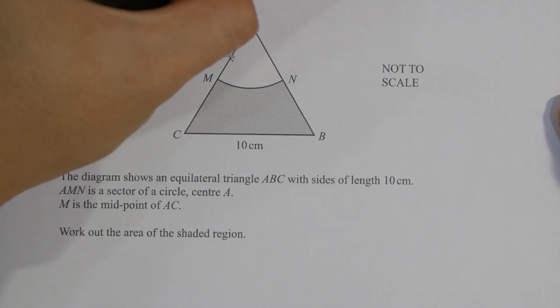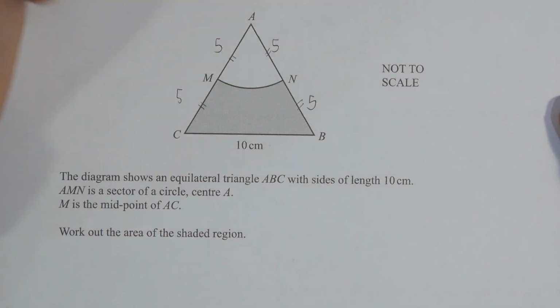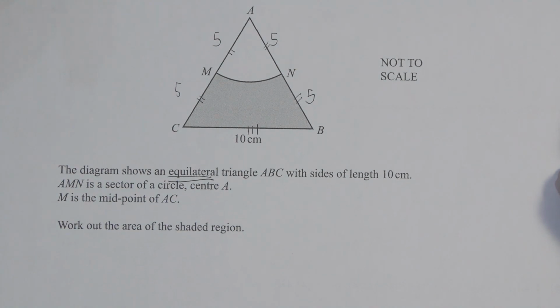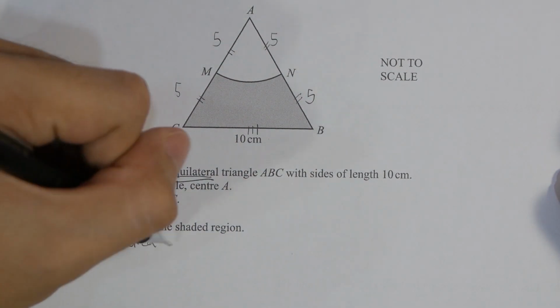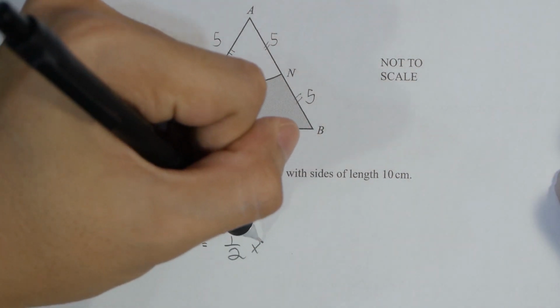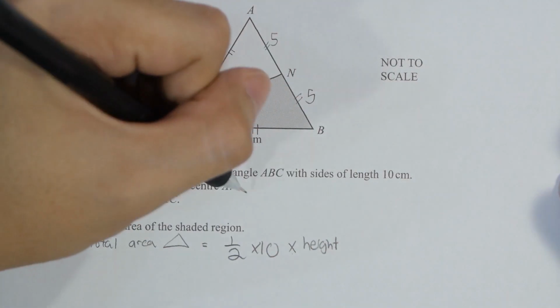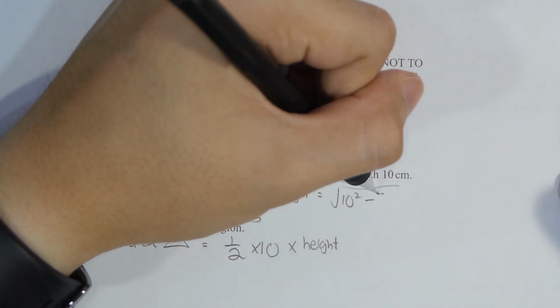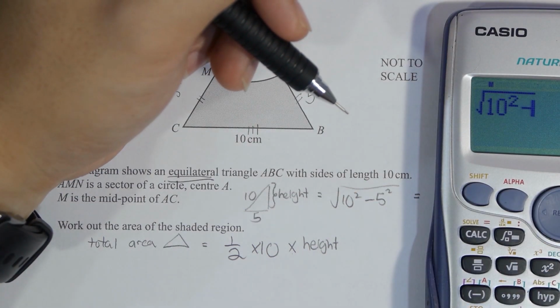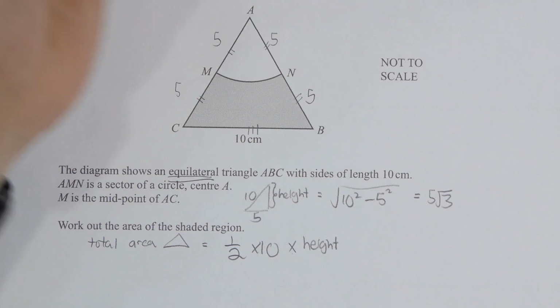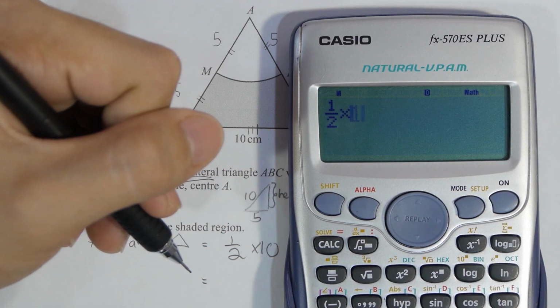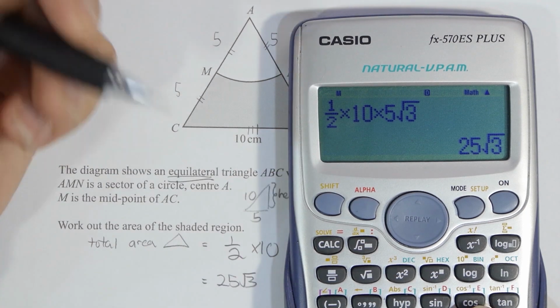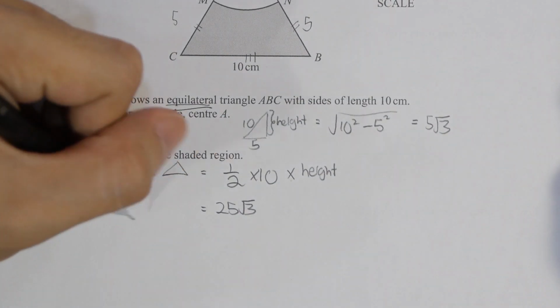Whereby for question 21, the diagram shows an equilateral triangle ABC with side lengths of 10 cm. Okay, so for you to find the shaded region, first I calculated the total area. So the total area of the triangle will go by 1 over 2 times 10 times the height. So the height is actually obtained by using 10 squared minus 5 squared and square root the result. So height is actually 5 square root 3. So the total area of the triangle will be 25 square root 3.